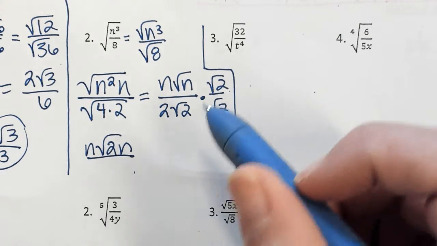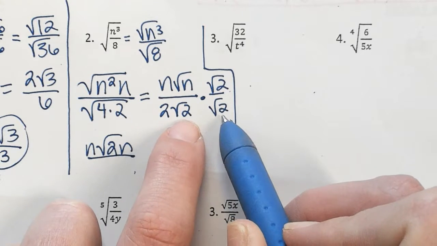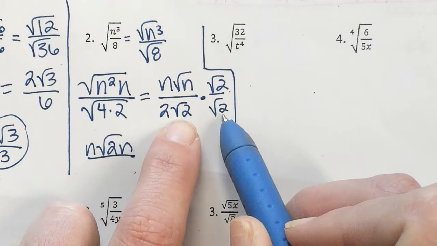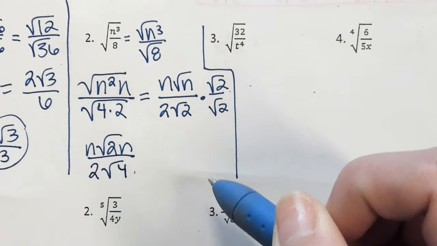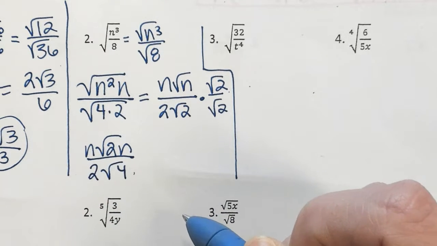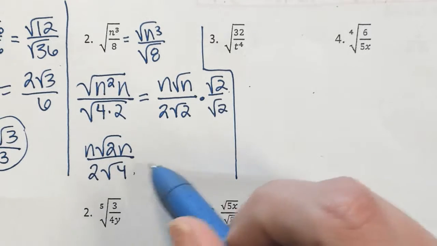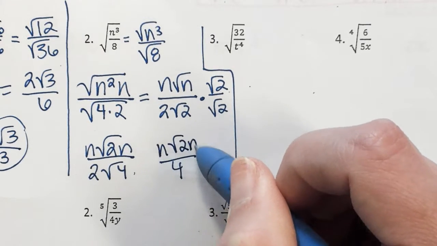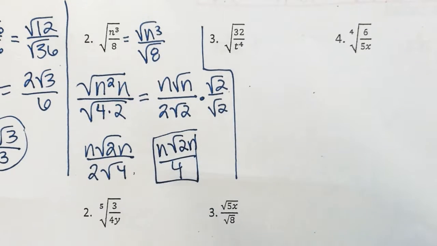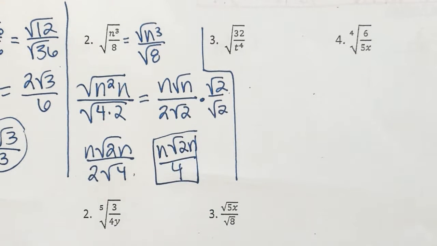Sorry. Alright, these two, when I multiply them, square root of 2 times square root of 2. Good, so we have 2 square root of 4. Which is 2 times 2 would be what? Good. And on top? n square root of 2n. Any questions?